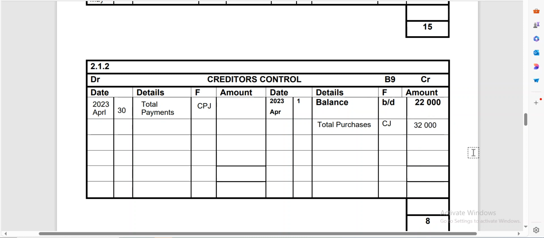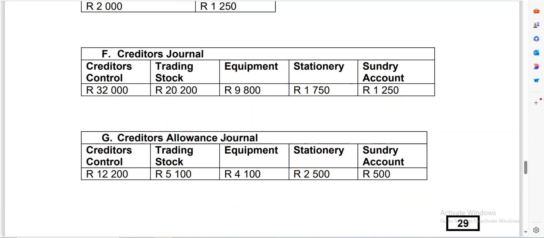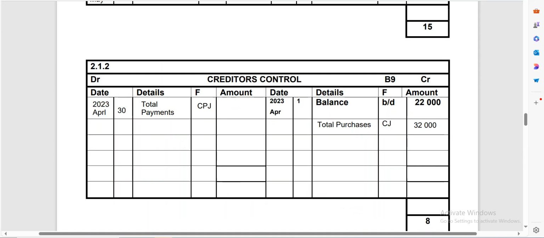It will come here. Now next, what we have to check is our creditors allowance. Remember, it means that we returned things back to the people that we bought from. So we have creditors allowance, which will reduce what you owe. So this side would have creditors allowance here. Or some learners will write total returns. They still deserve to be given a full mark.